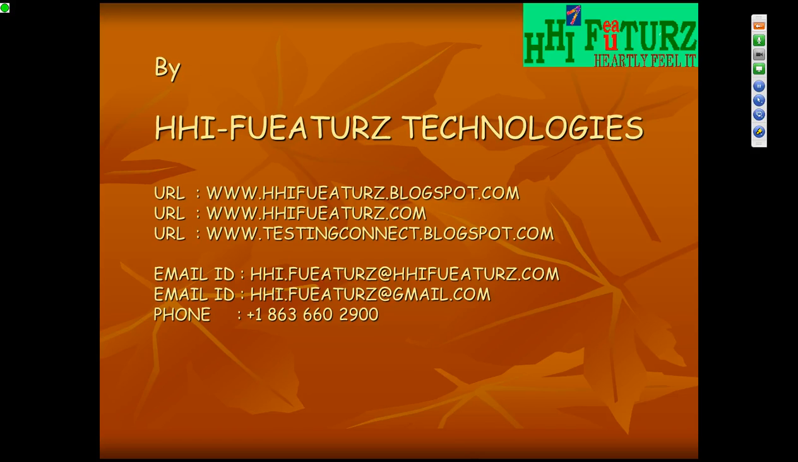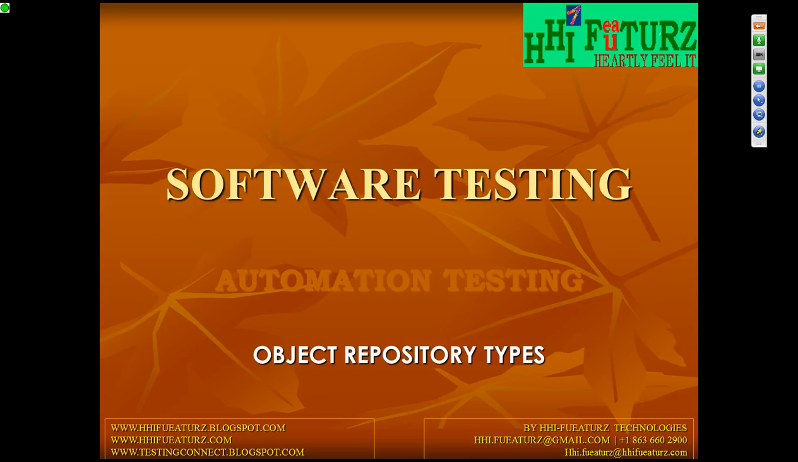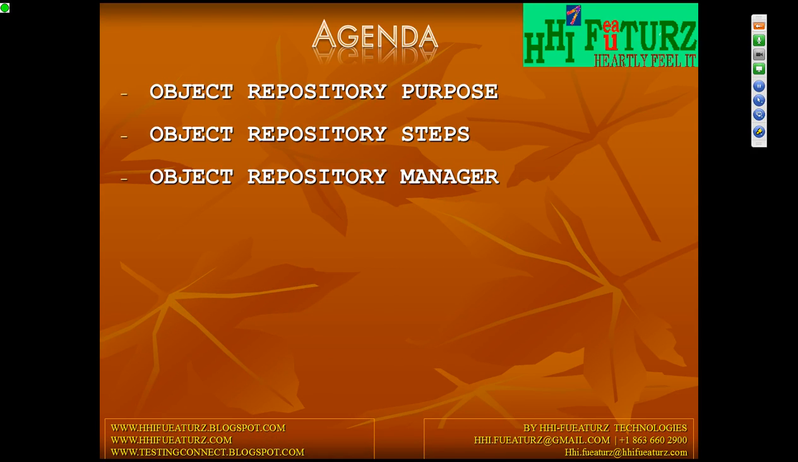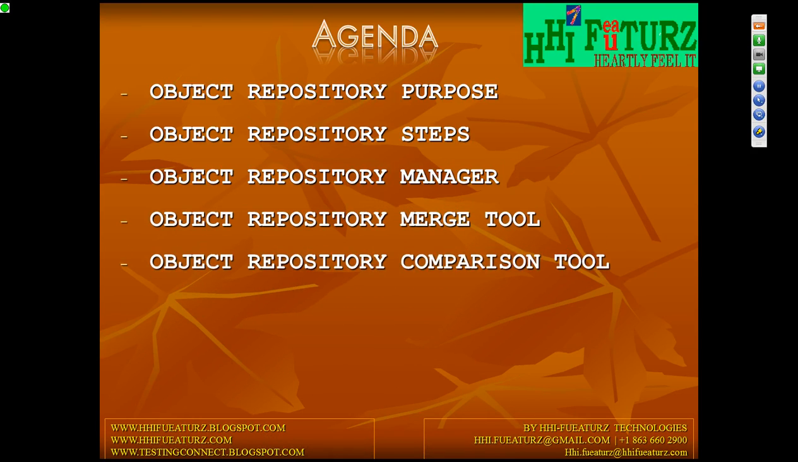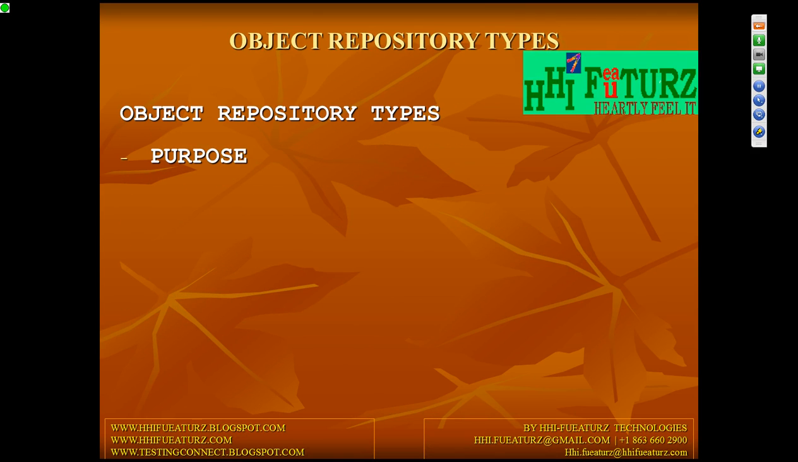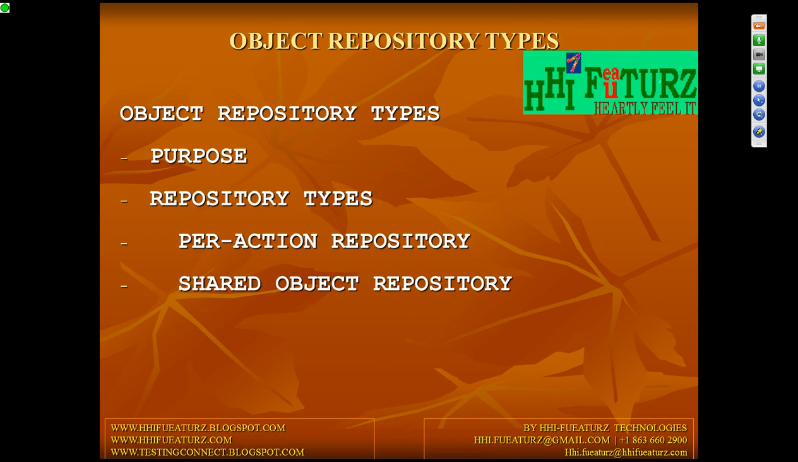Okay. So our next topic is object repository types. In QTP, you will come across two types of object repositories: local object repository and shared object repository. Remember, the local object repository is in older versions, not in the latest versions. In the latest versions, the local repository was changed to per action object repository.